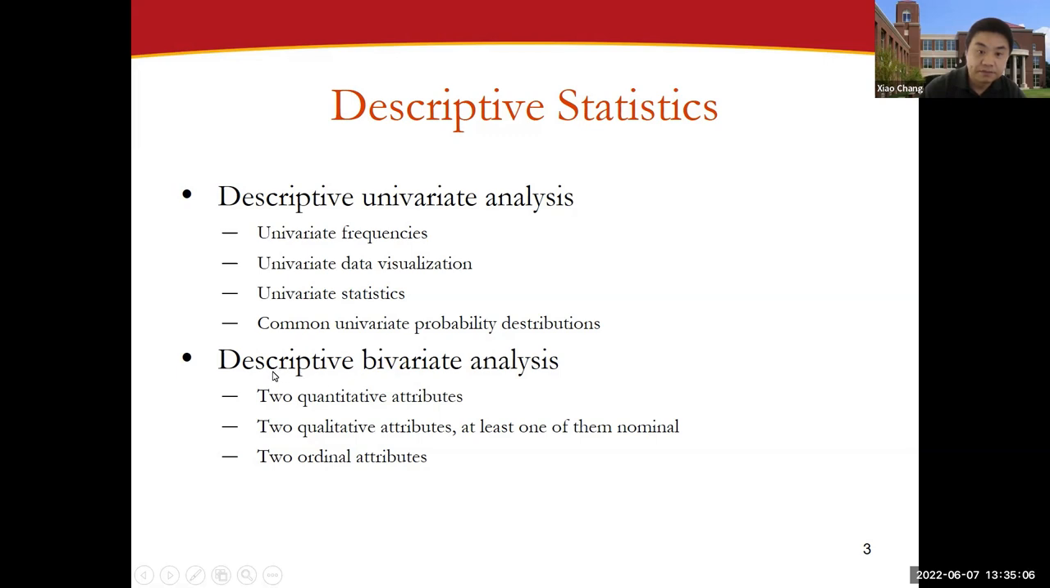For the descriptive bivariate analysis, I discuss the analysis of two quantitative attributes, two qualitative attributes where at least one of them is a nominal attribute, and two ordinal attributes.